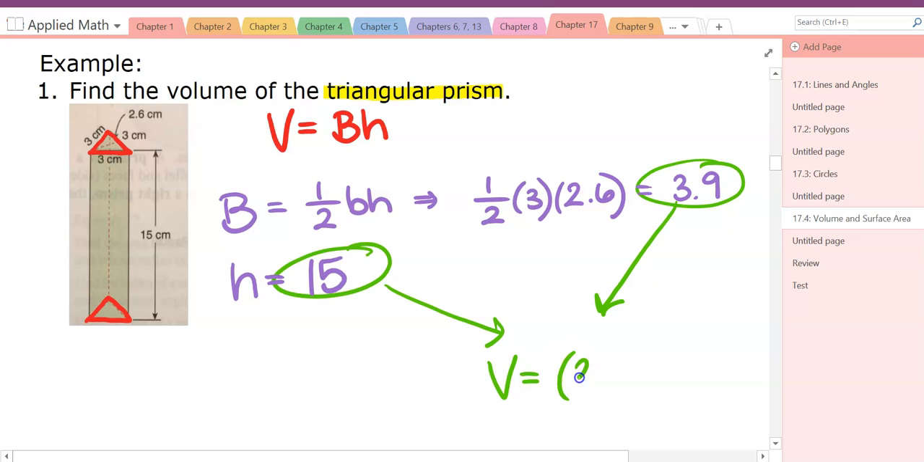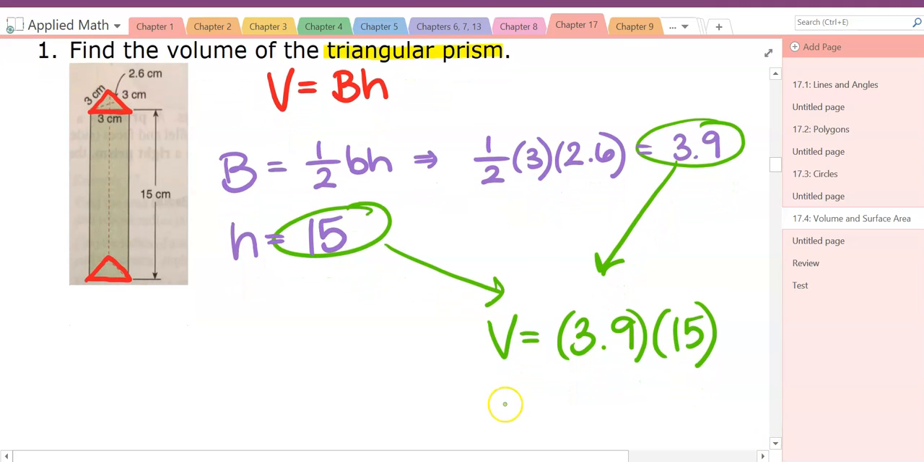So I'm going to take the area of the base, 3.9, times the height, which is 15. So we take 3.9 times 15, and then we get 58.5. And then labeling, make sure you're labeling your answers centimeters cubed, because we're talking about volume now.